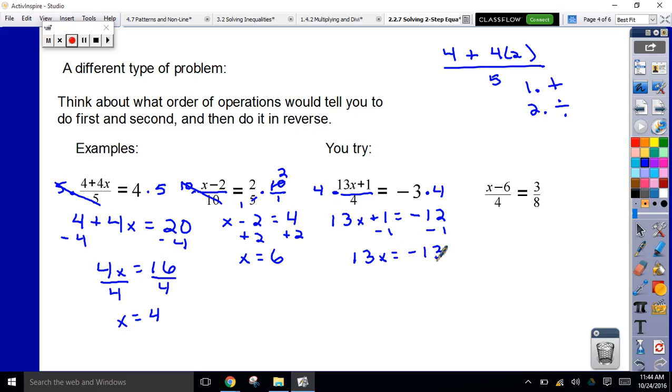Good. And last, Bella, what would I do? Divide by 5. Good. And I have x equals what? -1. Good. -1 is the correct answer. How many of you got -1? Okay, a lot of you.